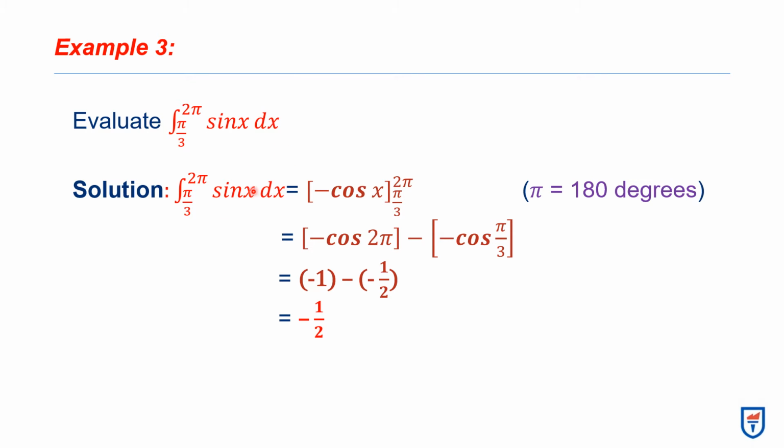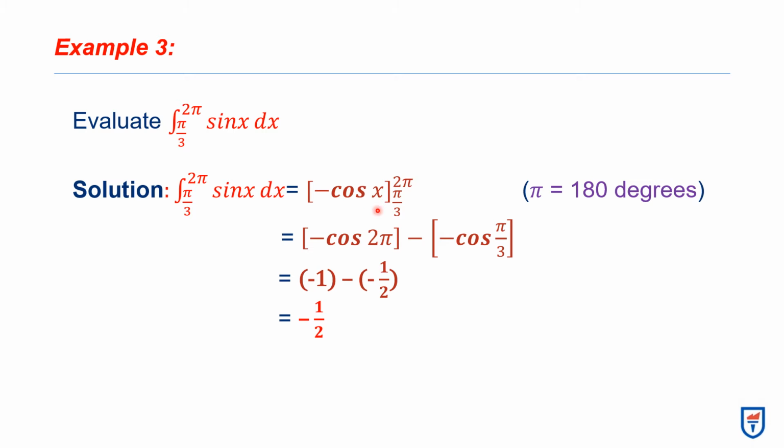So using the trigonometrical rules of integration, the integral of sine x is equal to minus cos x. Once you get the integral of sine x, which is our trigonometrical function, minus cos x, we have an upper limit which is 2 pi and a lower limit which is pi over 3.